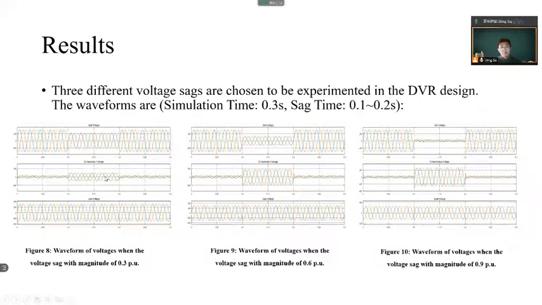Finally, the load voltage is extremely close to the normal grid voltage. It has the same voltage magnitude and a smooth sinusoidal waveform. Therefore, the sensitive load can operate normally. Though these figures show different voltage sags, all results are good.